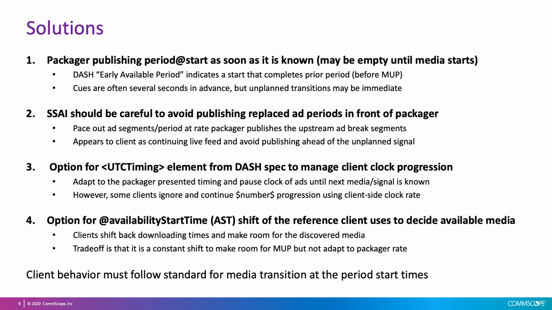Let me outline a couple guidelines and some options for handling the unplanned transitions. The first guideline is the packager should publish the next period start as soon as it's known. The client will then know that that prior number template is done and will stop before it goes into the next MUP. DASH calls these an early available period, and they can be published without media in them, which is really interesting for queues that come several seconds in advance because you can indicate the transition, and then as the queue arrives, you can fill it with media. The challenge is that unplanned transitions are immediate, and therefore there's no lead time before them, but it's still useful to indicate the start even before that first segment is known.